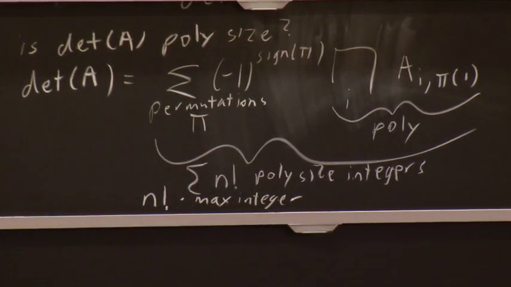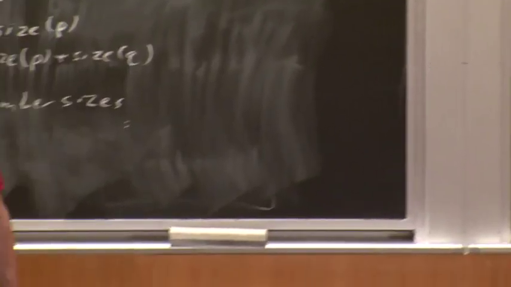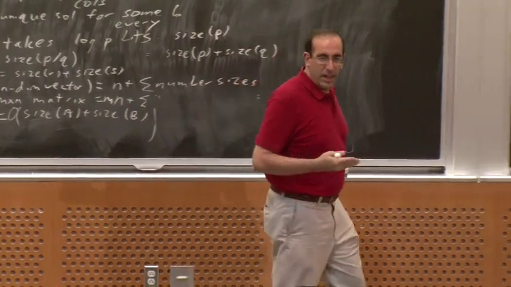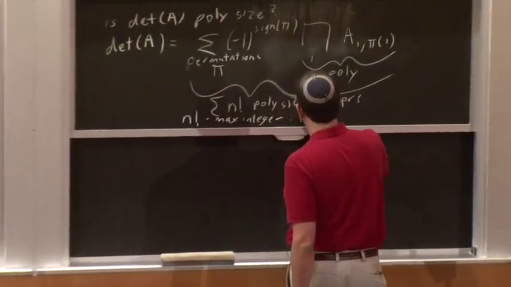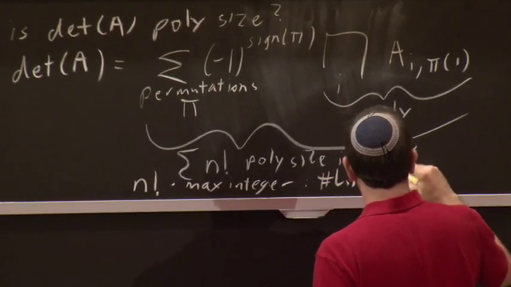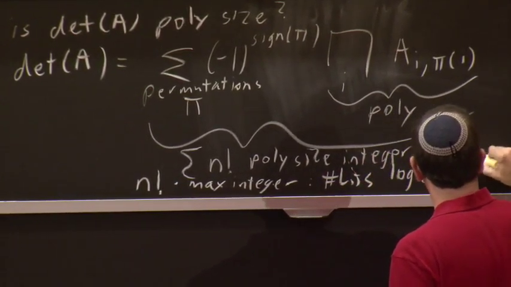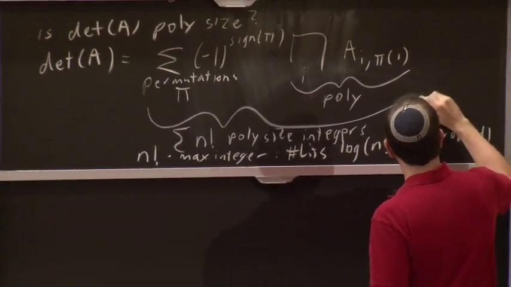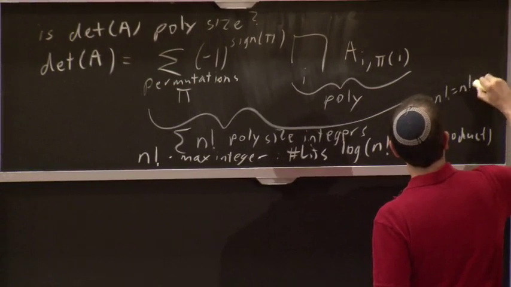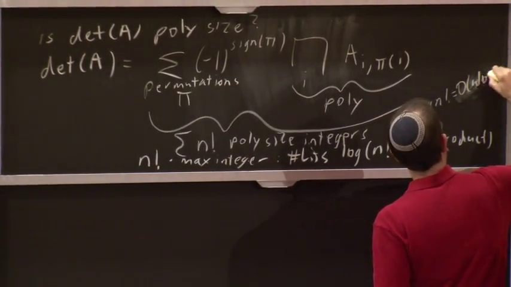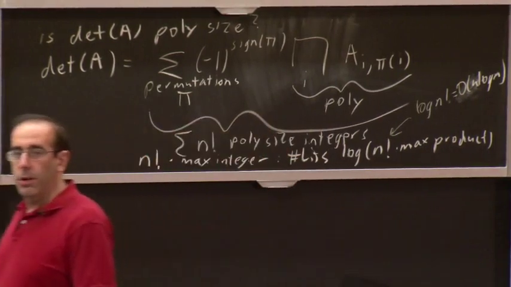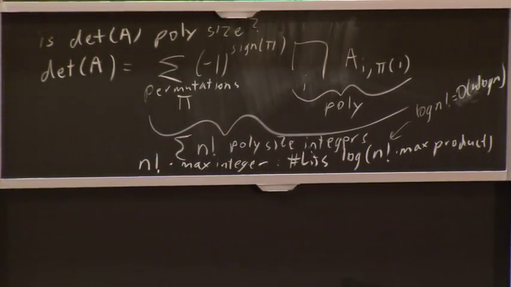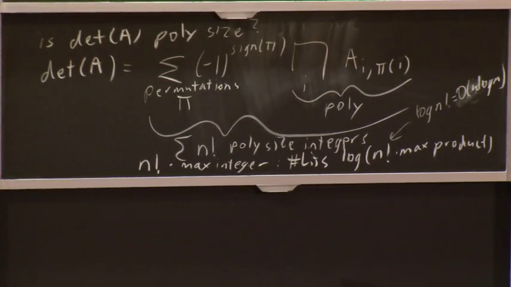So what is the max product? How many bits are involved in a number that is n factorial times another number? The number of bits is the log of n factorial times the maximum product. And fortunately, the log of n factorial is only n log n or so. So the total number of bits needed to represent this tremendous sum is n log n bits, right? But that's still polynomial.